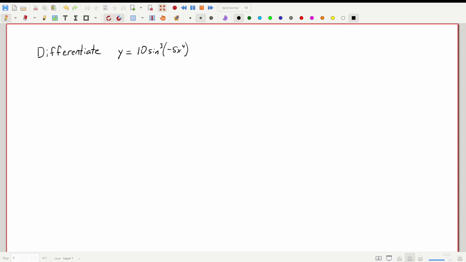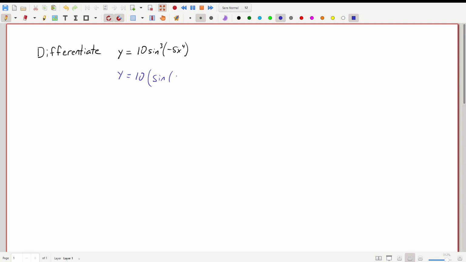Let's take a look at how to differentiate this function. Before I take a derivative, what I want to do is to break it apart a little bit, and in particular this sine cubed, or if you have a sine squared, works the same way. This means to square the whole sine function, or in this case cube the whole sine function. So I'm going to rewrite this with parentheses instead.